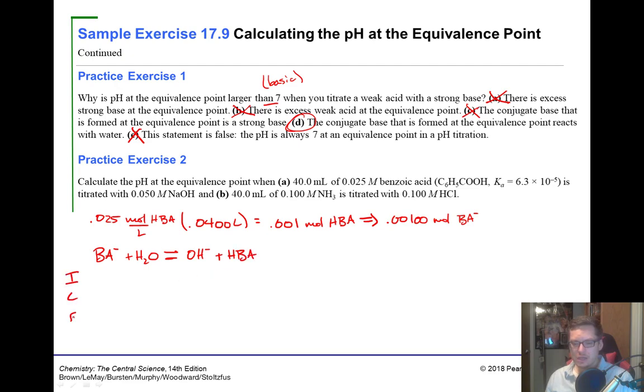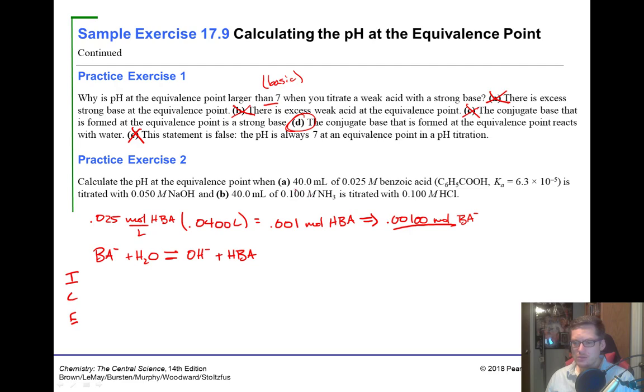Well, the thing that goes in an ICE table is concentrations. So we can't use our moles that we just calculated. We're going to have to use concentration. So that means we've got to divide this whole thing by our new volume. Well, the new volume isn't just what we started with. It is the new volume here. So this is kind of tricky, right?